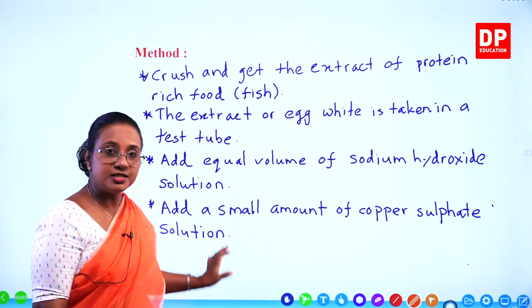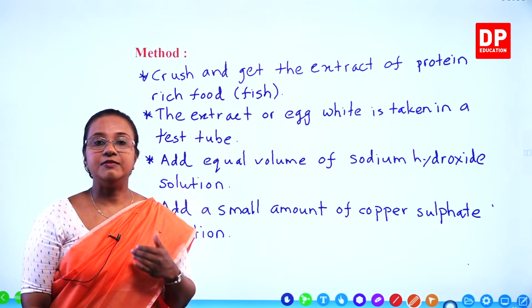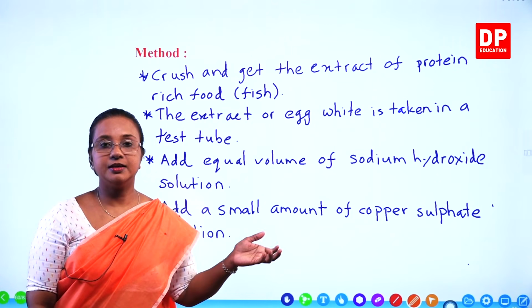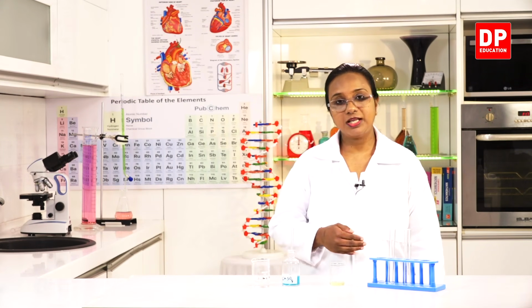Now that you understood the steps clearly, we will do this activity in the lab. Okay students, now we are going to do the activity to test the presence of nitrogen in food samples or the presence of nitrogen as a constituent in biomolecules. We have already done this test with proteins. You know the name of this activity. What is it? Yes, it is Biuret test.